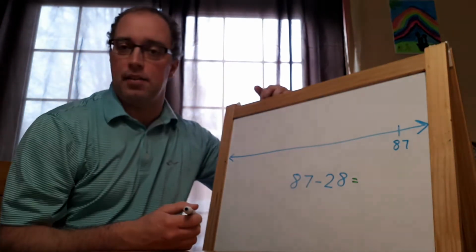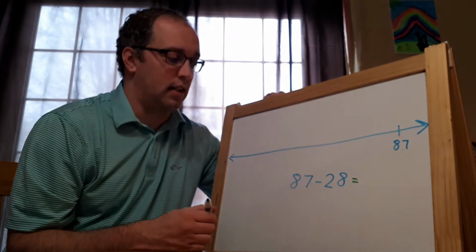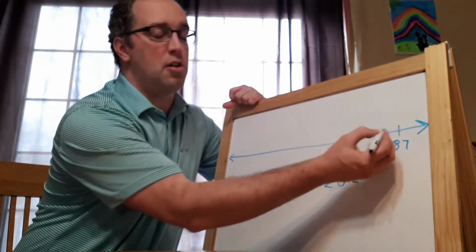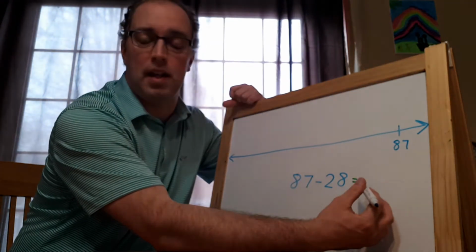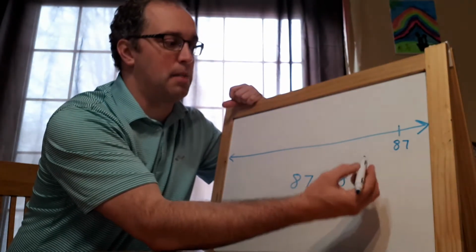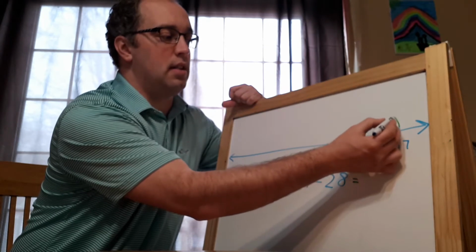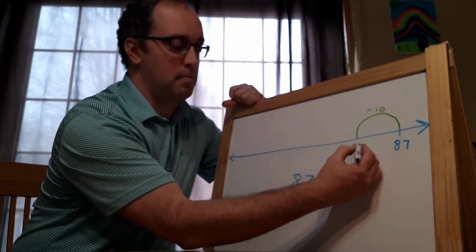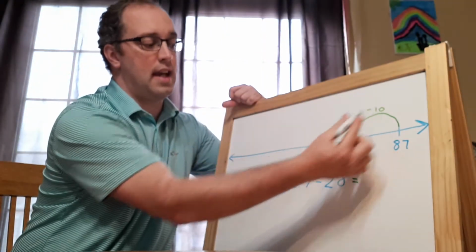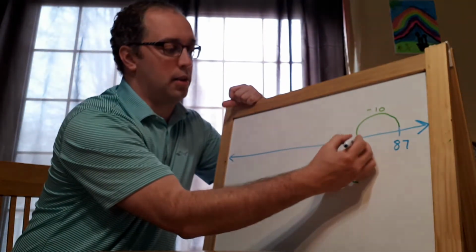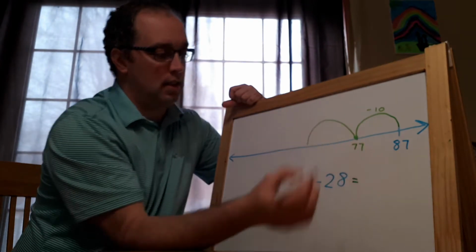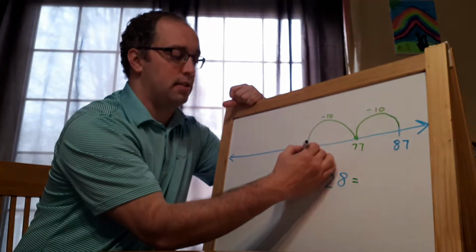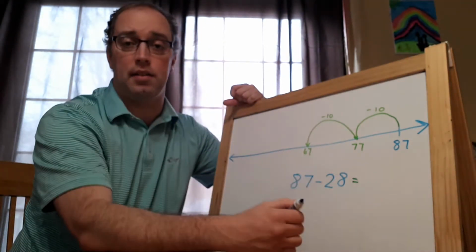So I started at 87 and I'm going to go back 28 spots. So how about I jump back 10? I know most of you are probably really good at skip counting by tens forwards and backwards from any number. So I'm going to start at 87, count back 10. Well, that would be 77. So I use 10 of my 28. I'm going to go again. Subtract 10. That would take me to 67. So I use 20 of it.